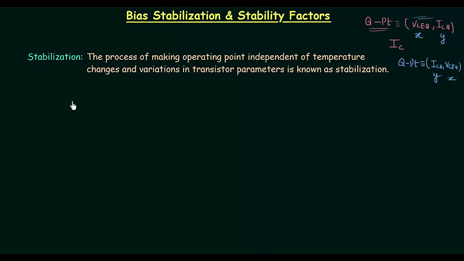The next thing is stabilization. We do not want the operating point to shift, and the process of making the operating point independent of temperature changes and variations in transistor parameters is known as stabilization. So in stabilization, we try to fix the operating point by making it independent of temperature changes and variations in transistor parameters. The next thing is causes of unstabilization.